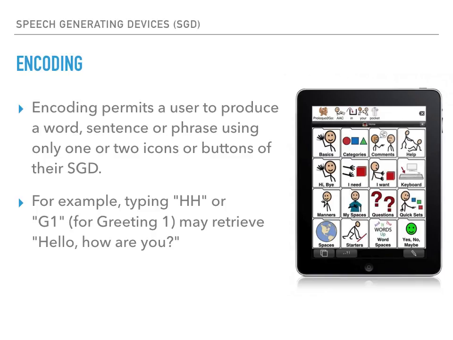In numeric, alphanumeric, and letter encoding, words and sentences are coded as sequences of letters and numbers. For example, typing HH or G1 for greeting 1 may retrieve "hello, how are you," and so on.